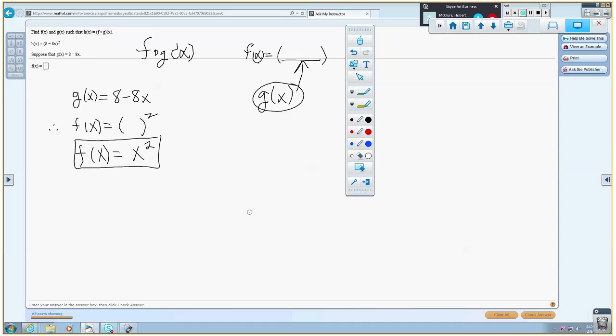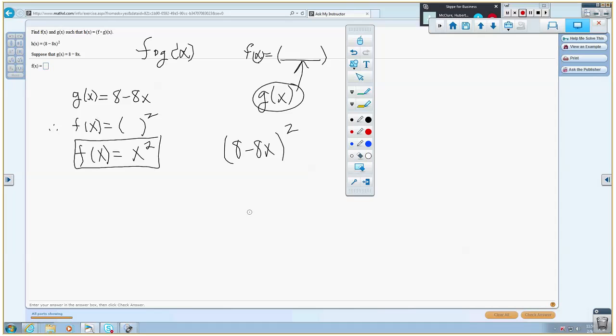So if you don't understand, rewrite F of X, rewrite X squared with a big set of parentheses, and then plug in 8 minus 8x. Now what is that? What you started with. So F of X is equal to X squared.